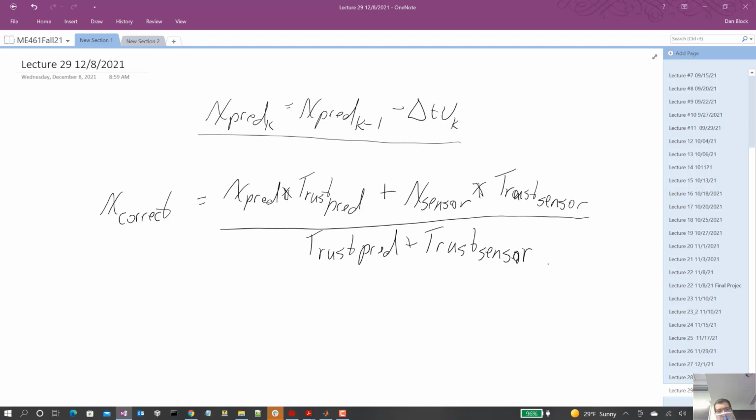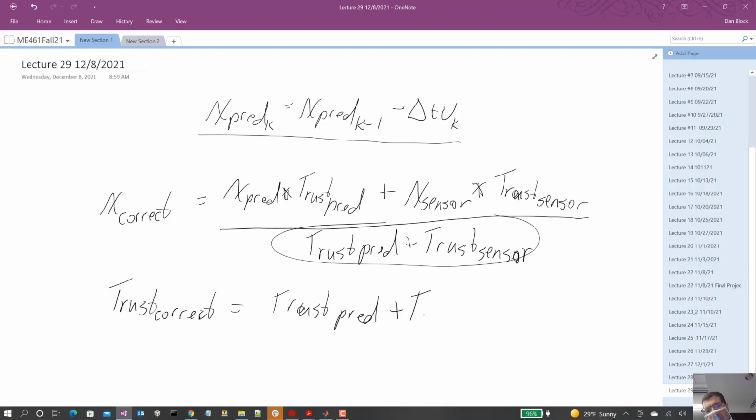And then, of course, we have to always keep track of our trust, or our variance, 1 over that. Trust corrected is equal to just the sum of the trusts: trust predict plus trust sensor.